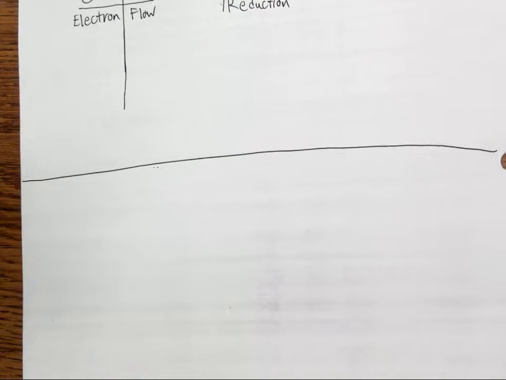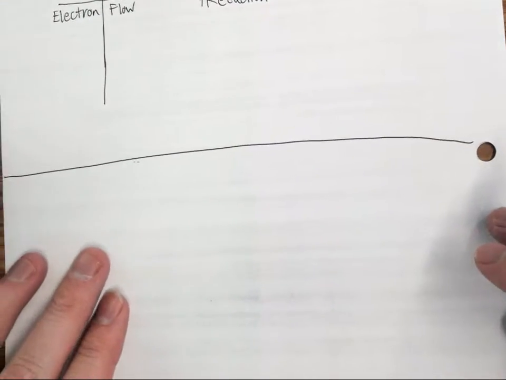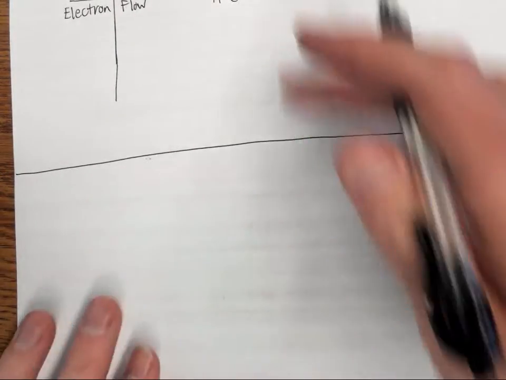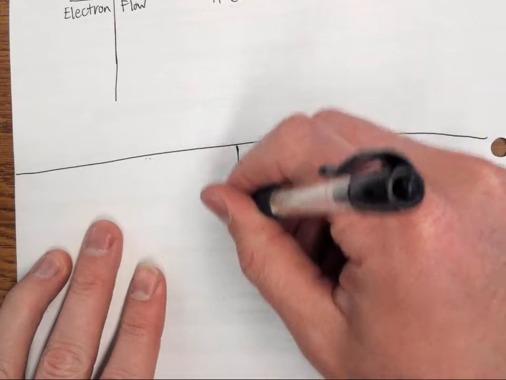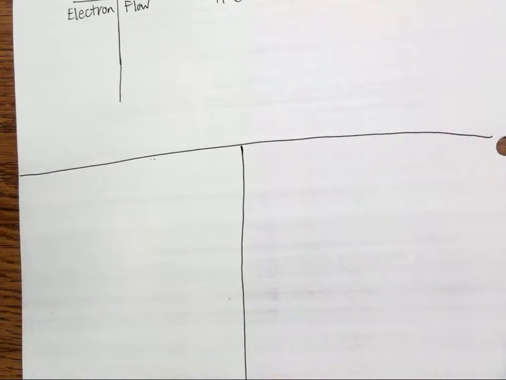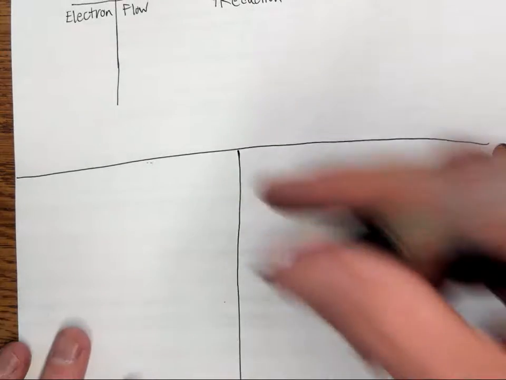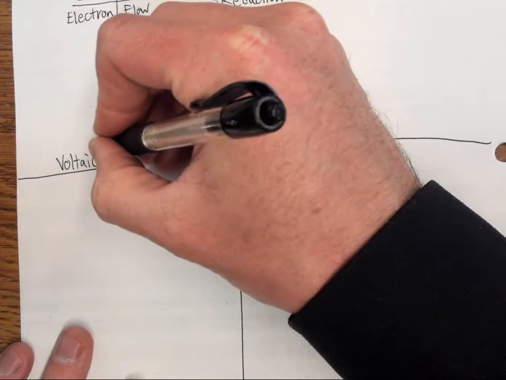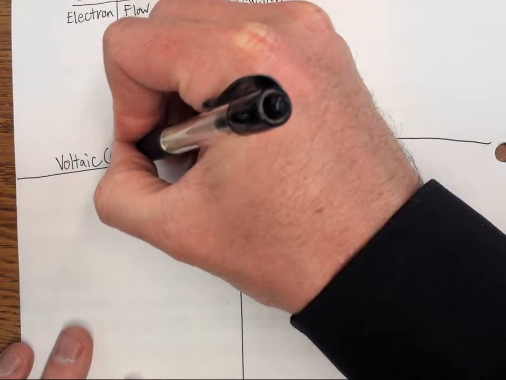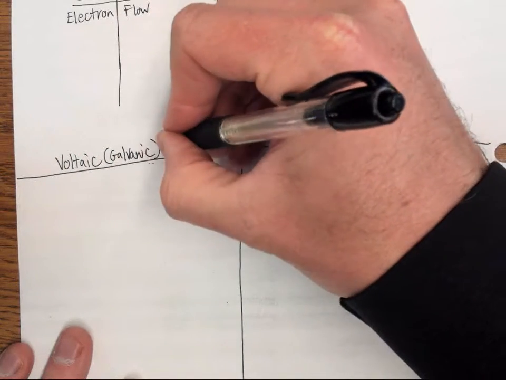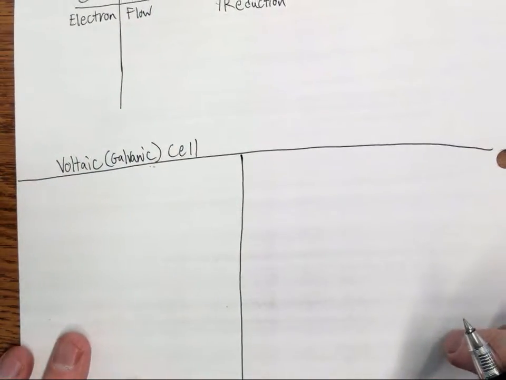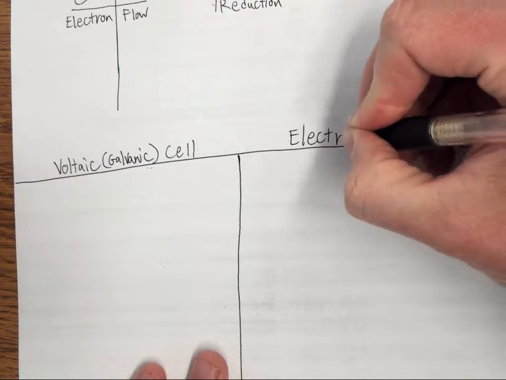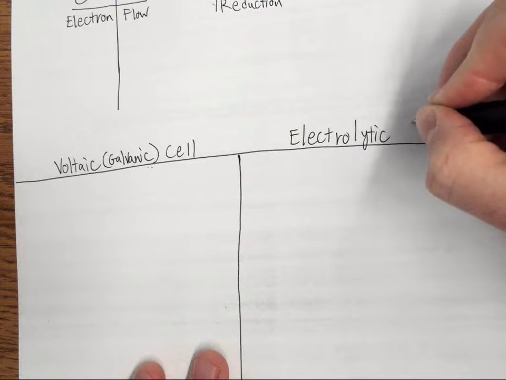And let's go underneath here. So we have our page at the bottom. Let's put these two sides right here. We have half of a half, so let's put this into fourths. Now we have two types of cells. One of them is going to be our voltaic cell. Sometimes they call it a galvanic cell. And the other one is an electrolytic cell.